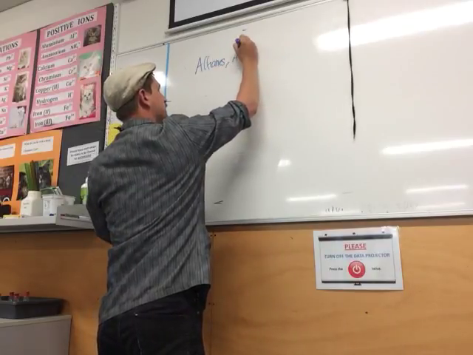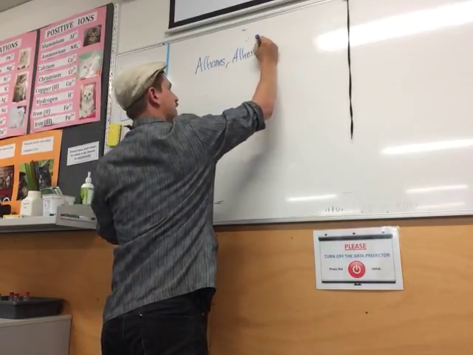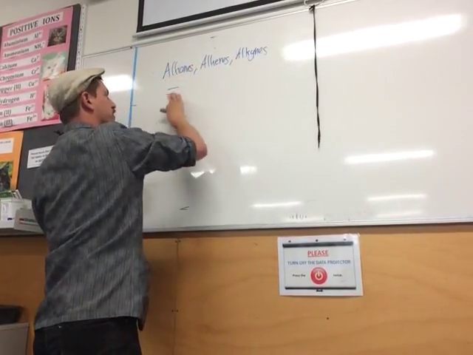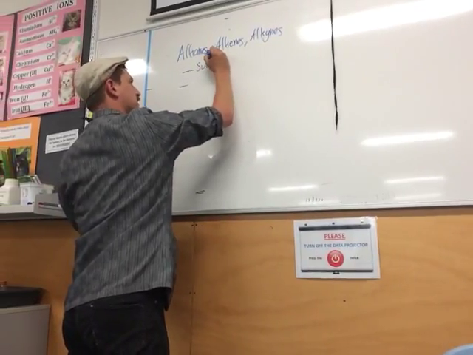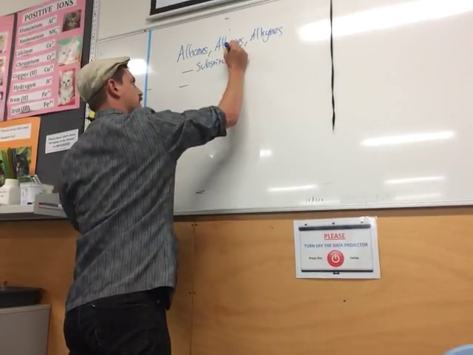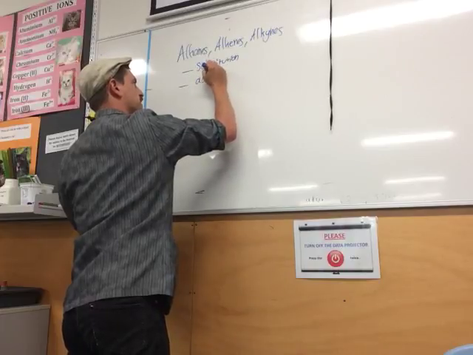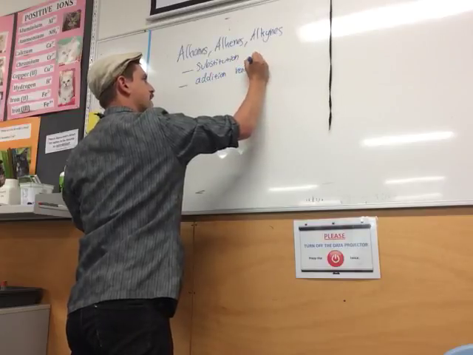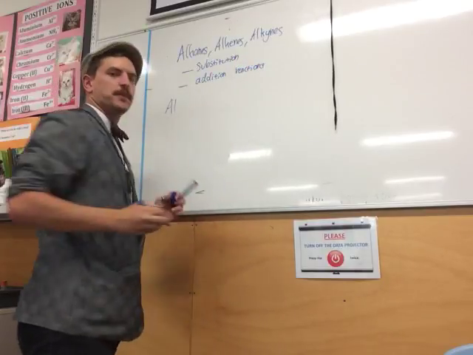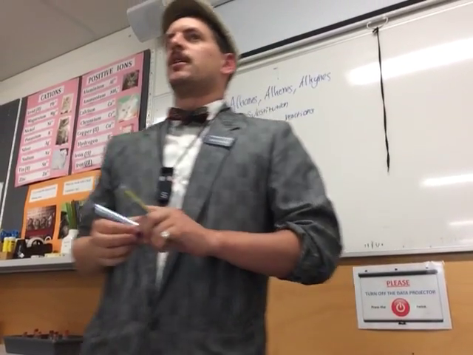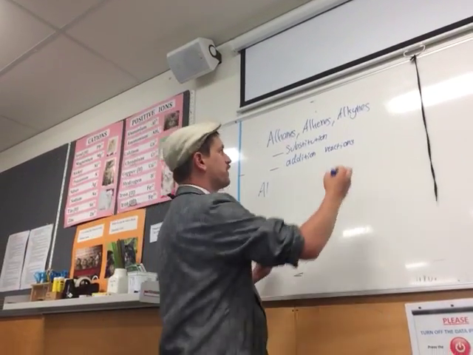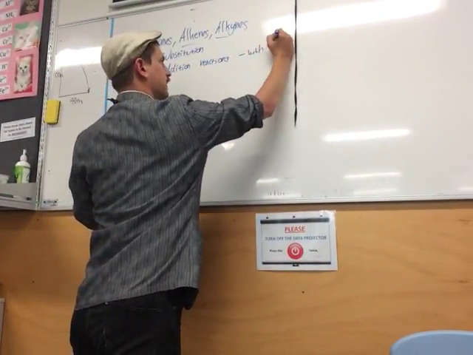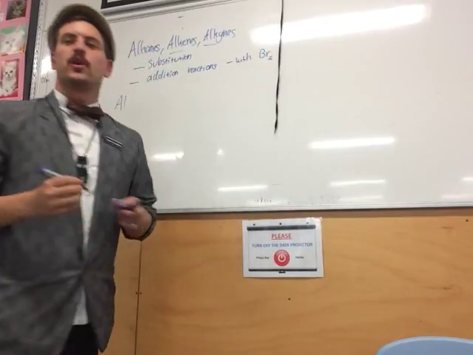Alkenes, alkanes, and alkynes. I want you to look at substitution and addition reactions. Substitution and addition reactions. Basically, the addition reactions of those alkenes and alkynes with bromine. Look over that.